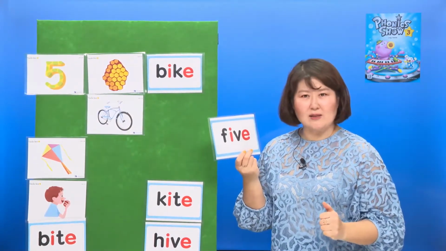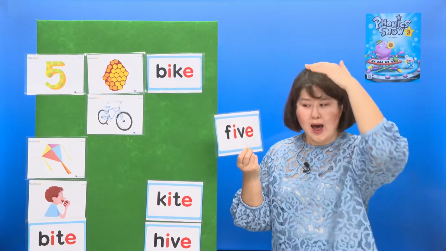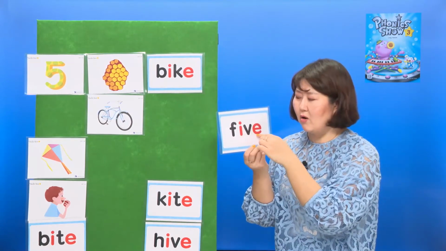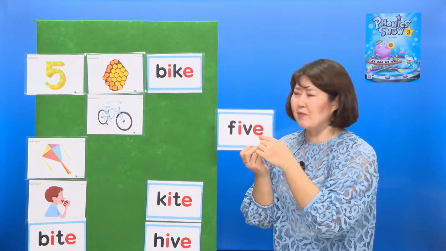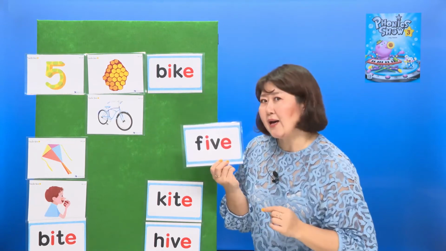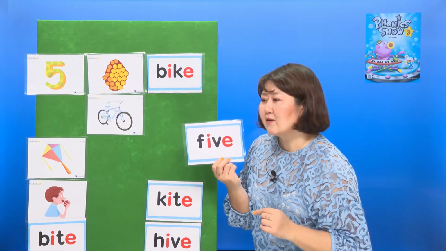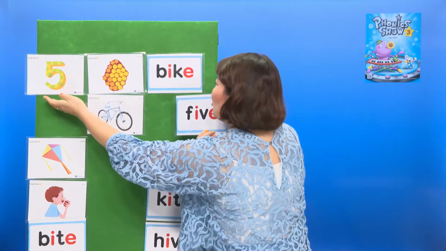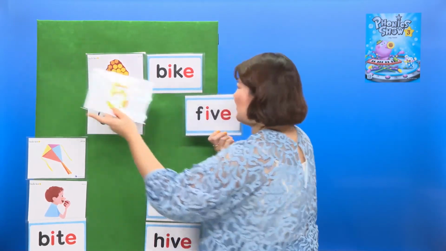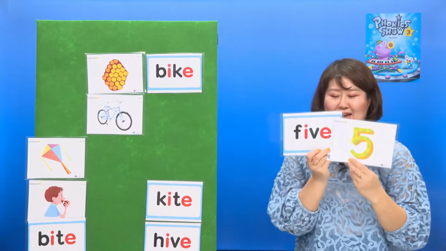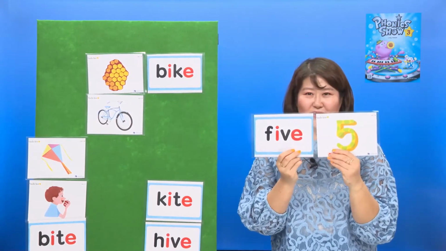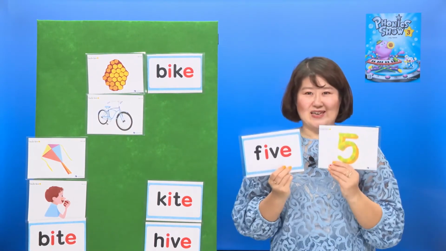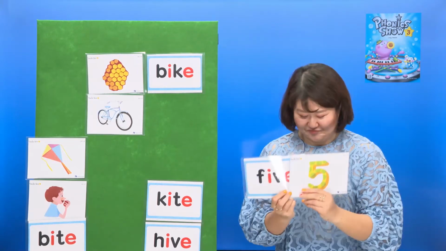Is that the right one? Hive. Oh, same family, but is that right? Hive. 5. Someone says 5, right? Woohoo! Good. I think this is the perfect match. So I'm going to keep these 2 cards.